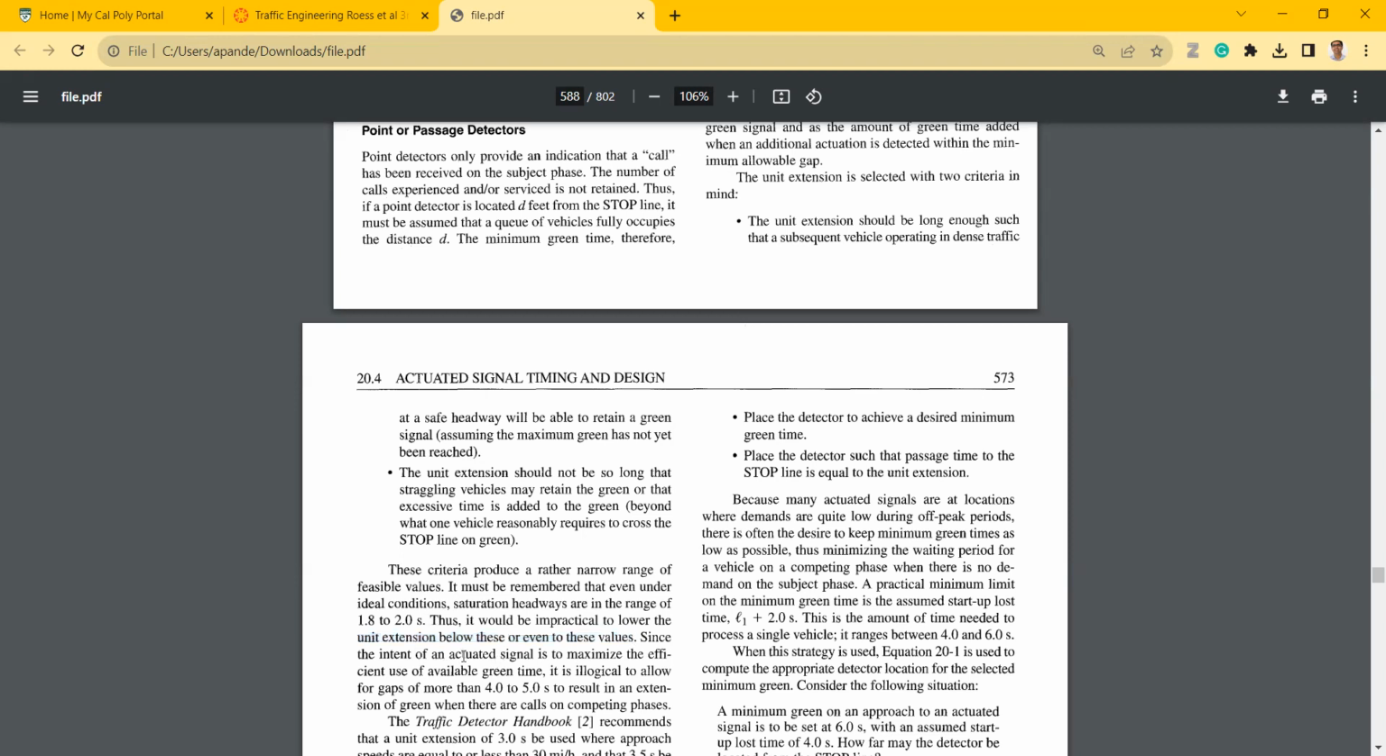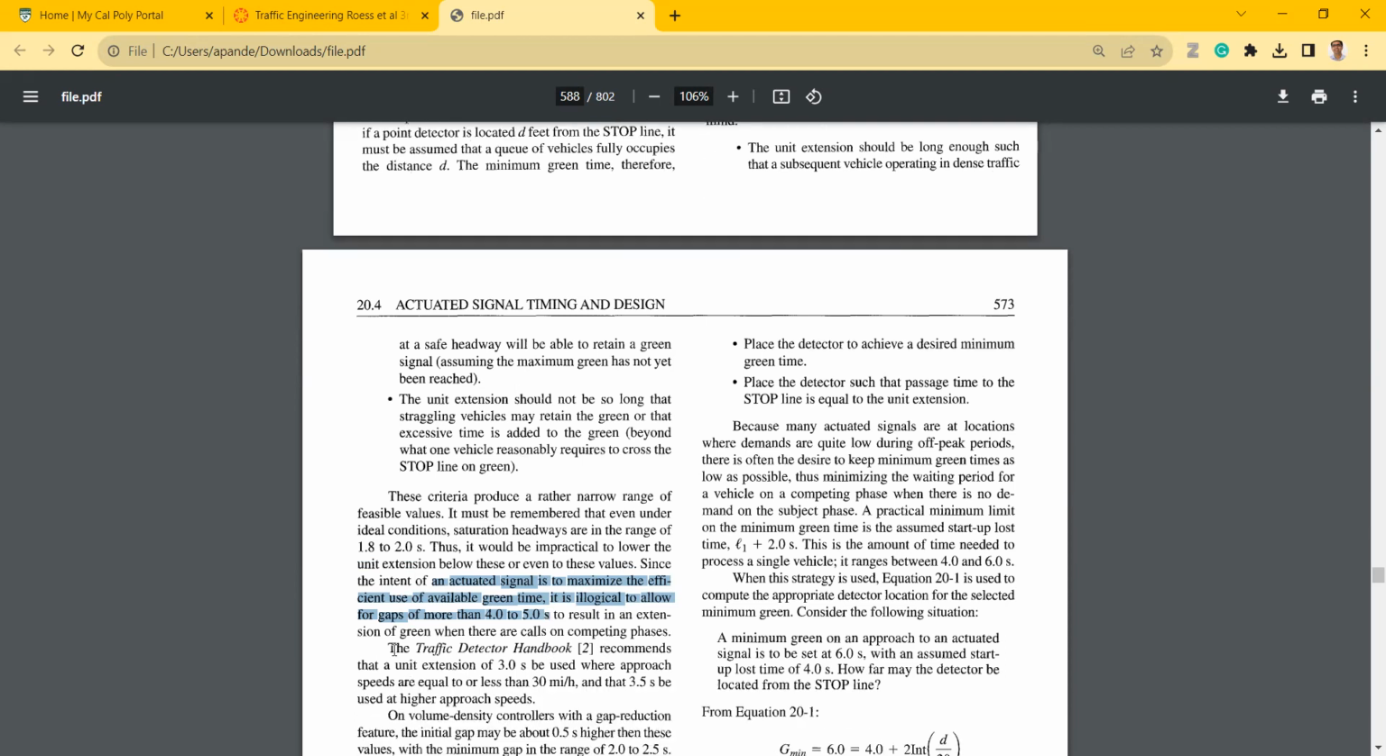And the intent of an actuated signal is to maximize the efficiency of available green time. You don't want to provide an extension of more than 4 to 5 seconds, right? Because if you provide about 4 to 5 seconds, then you're defeating the purpose of having that flexibility of changing your green times on all approaches. So the Traffic Detector Handbook recommends a unit extension of 3 seconds where approach speed is equal to or less than 30 miles an hour, and 3.5 seconds at a higher approach speed. So that's a really reasonable criteria, right?